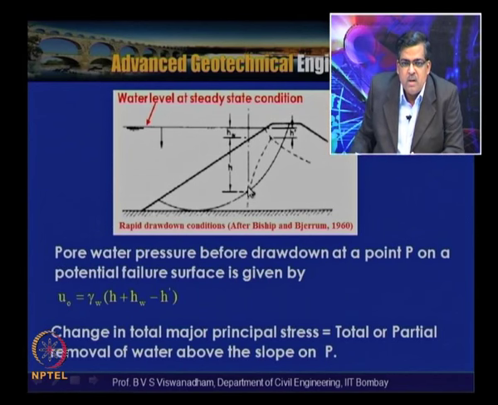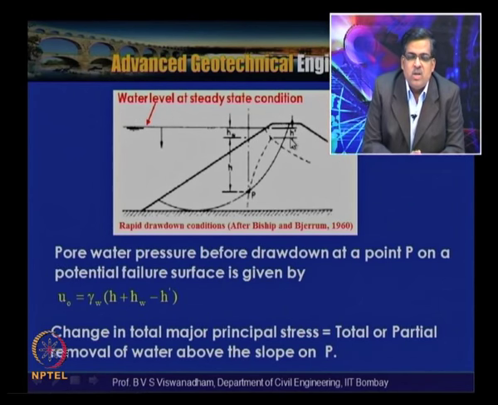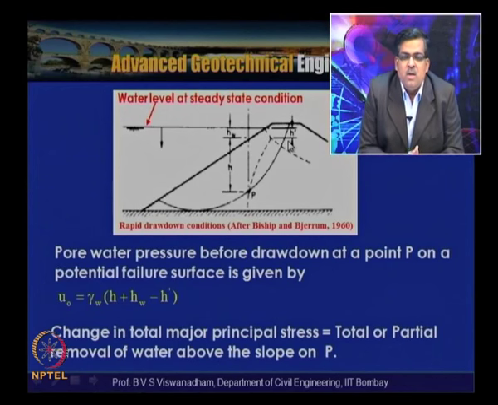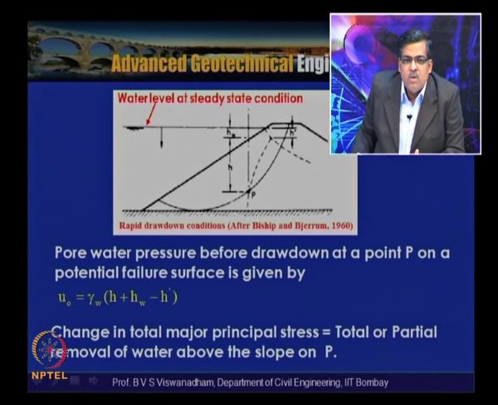At point P on a potential failure surface, the pore water pressure before drawdown is u naught, which is gamma w into h, that is this water level, plus h w. But this h dash is the loss which has taken place because of the drawdown from this level to that. So h dash is the loss of head because of the seepage. So u naught is equal to gamma w into h plus h w minus h dash.